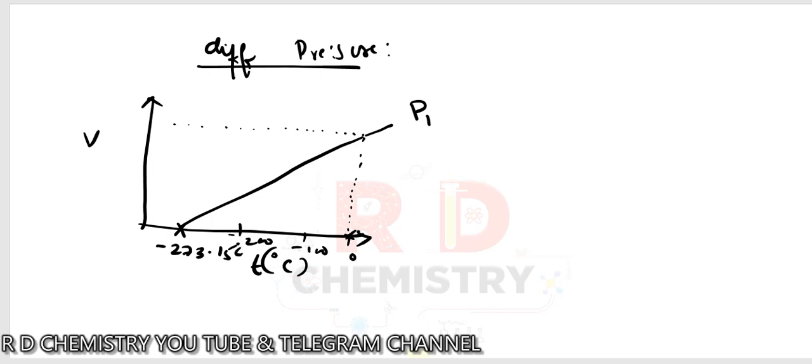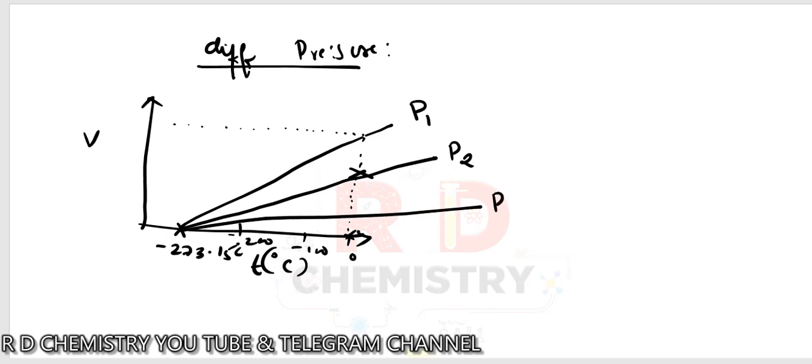Now the pressure I'm going to increase, let it be P2, more pressure. If I increase the pressure, what will happen to the volume? Volume will decrease at the same 0 degree centigrade, correct? So the second graph will be somewhere here. This is P2. That means if I go on increasing the pressure, that straight line will move toward the x-axis. So in this case, P3 is greater than P2, which is greater than P1.